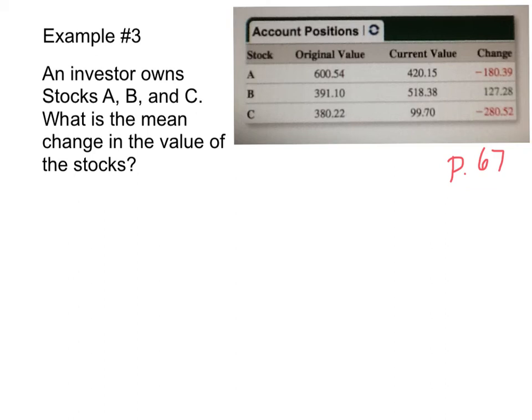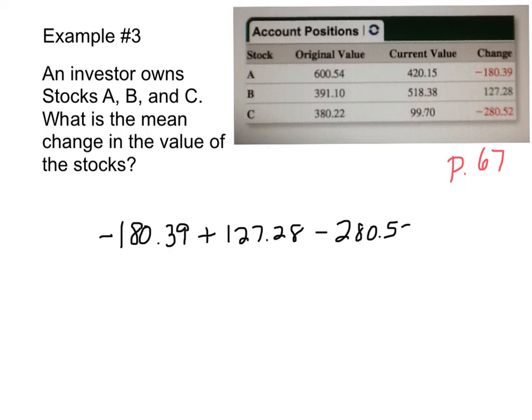So I have to take the change of negative $180.39 in A, add it to 127.28 in stock B, and add that, and I know I put minus, but adding a negative is the same as subtraction, negative 280.52. So those three stocks I find the average of, and then I divide by 3.